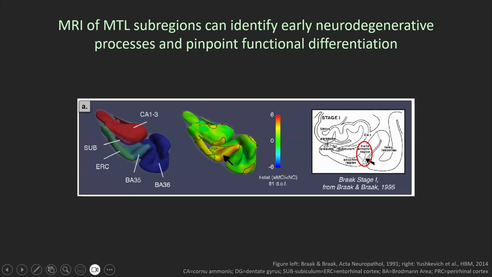So what you see here on the right is the famous figure from Braak and Braak that showed the accumulation of neurofibrillary tangle pathology in the transentorhinal region or Brodmann area 35. It's one of the hallmarks of Alzheimer's disease. And you can see on the left that that is also the place where we see very early changes on the MRI scan.